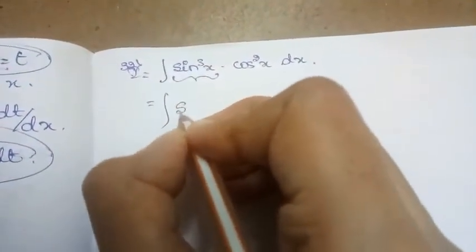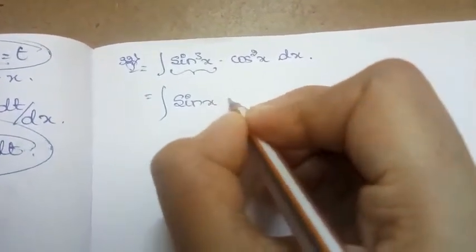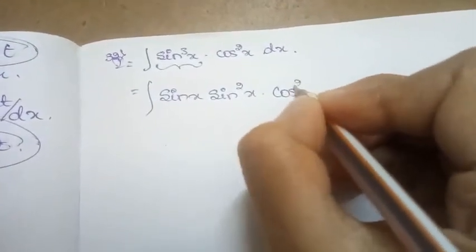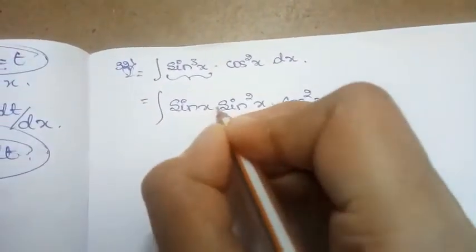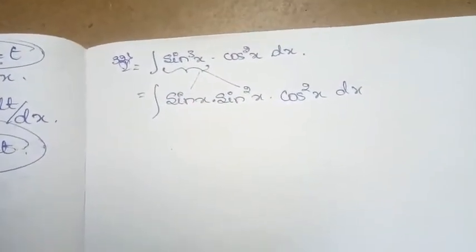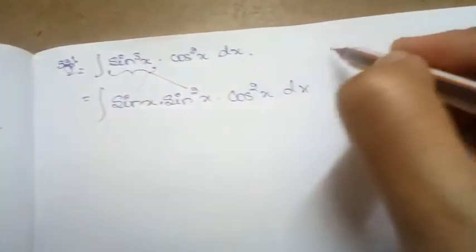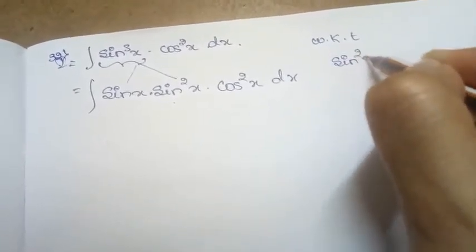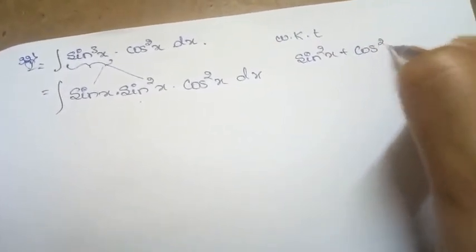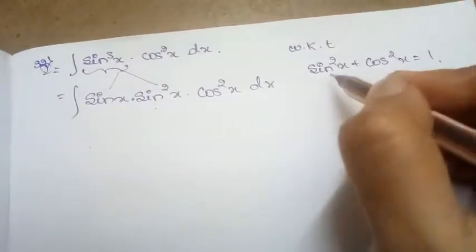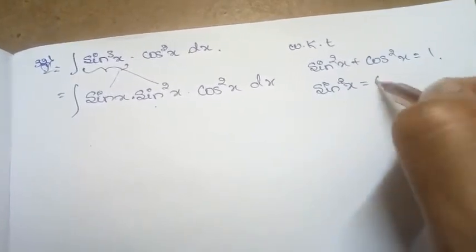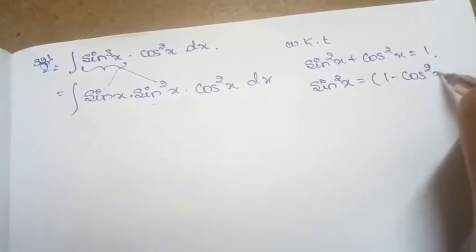I am writing sin cube x as sin x into sin square x, into cos square x dx. I have split sin cube x as sin x into sin square x, and clearly we know that sin square x plus cos square x is equal to 1. So I am substituting that here, simplifying sin square x as 1 minus cos square x.